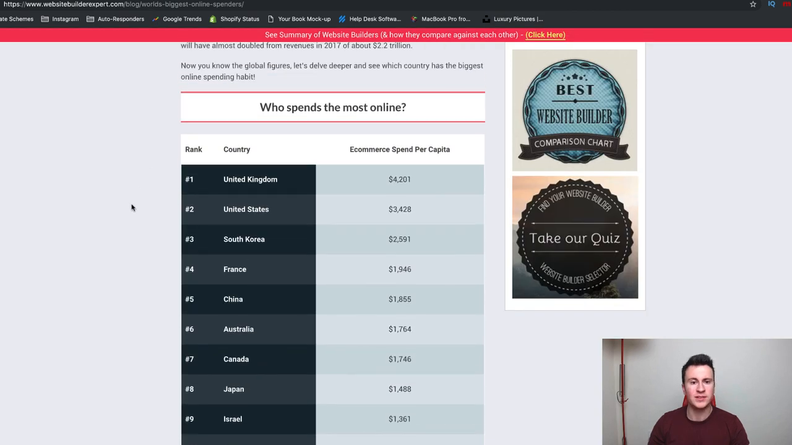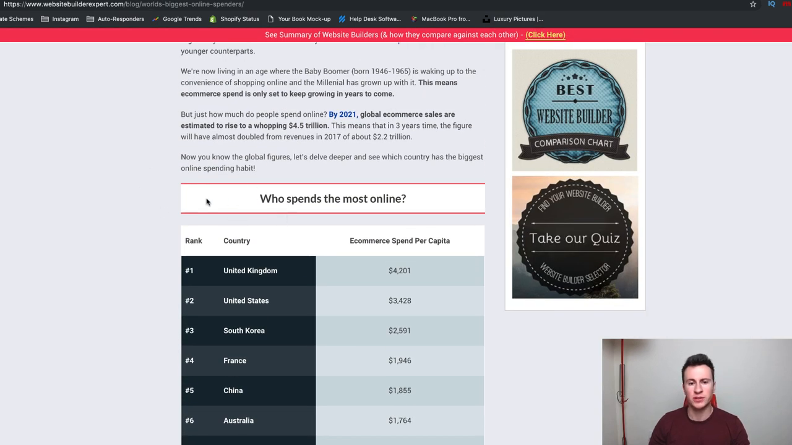Where are we? So this website here, so who spends the most online? Number one thing I want to show you, in fact, is that by 2021, e-commerce sales are estimated to rise to 4.5 trillion. So the market is very healthy. More and more people are spending money online. So anyone who says that things like e-com is dying off or Shopify is dying off, I just don't think that's the case. If anything, it's just going to get stronger and people are just going to start buying more and more things online.